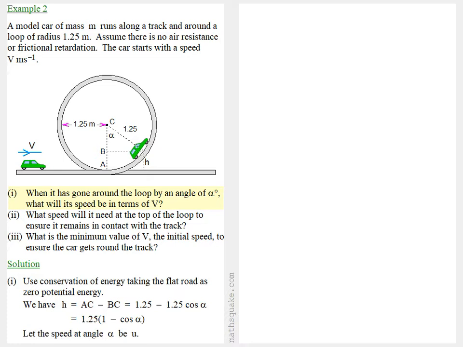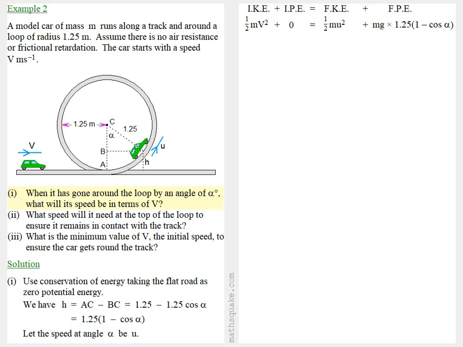Now let the speed at angle alpha be u. Now we can use conservation of energy. The initial kinetic energy plus potential energy is equal to the final kinetic energy plus potential energy. Now the initial kinetic energy is a half mv squared, and the initial potential energy is 0. The final kinetic energy is a half mu squared, and the final potential energy is mg times the height, which is 1.25 into 1 minus cos alpha.